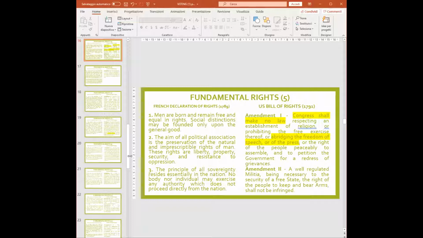First of all, Congress shall make no law, therefore Congress shall not intervene in these areas, respecting the establishment of religion or prohibiting the free exercise thereof. We shall see this specifically. This is very important because it brings to an approach by which in the US the Congress does not intervene in religious matters. Secondly, we've seen freedom of speech and of the press, the right of the people peaceably to assemble and to petition the government for a redress of grievances.